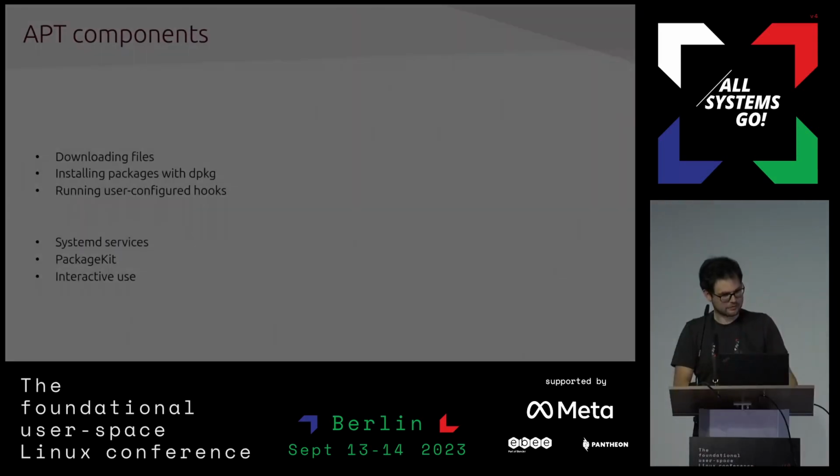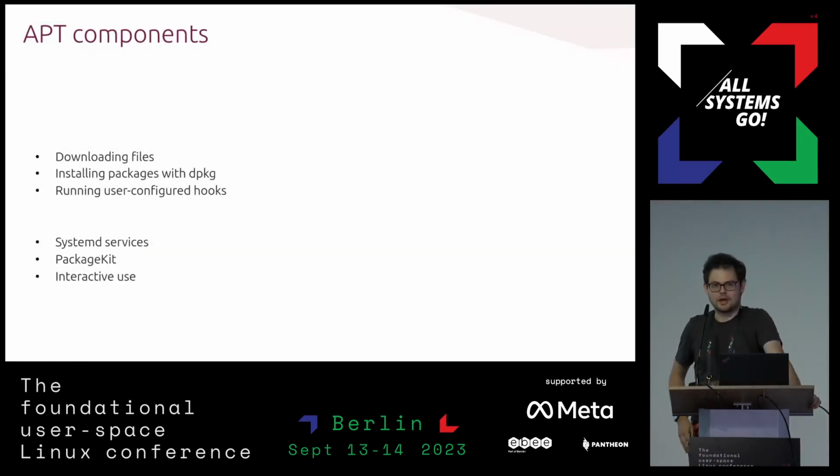We start with explaining a bit about how apt is structured. It has three kinds of components that we can actually do some sandboxing of. There's the downloading component, which runs individual processes, one process per host to download files. There are packages that we're installing with dpkg, which then runs maintainer scripts and writes files to the file system. And of course, there's hooks.